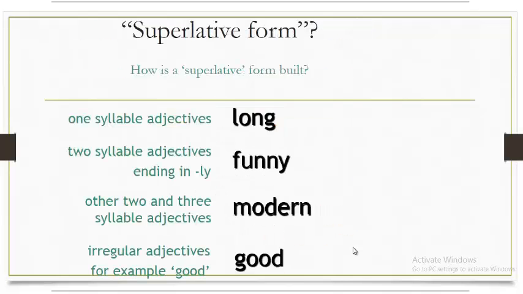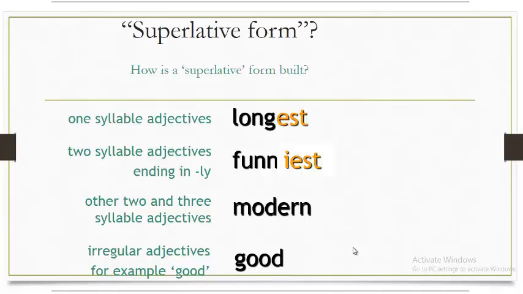So how is superlative form built? For one syllable, we have long here. The superlative form of long is longest. We also have two-syllable adjectives ending in y. We have funny here. We add est, the y is gone, so it becomes the funniest.